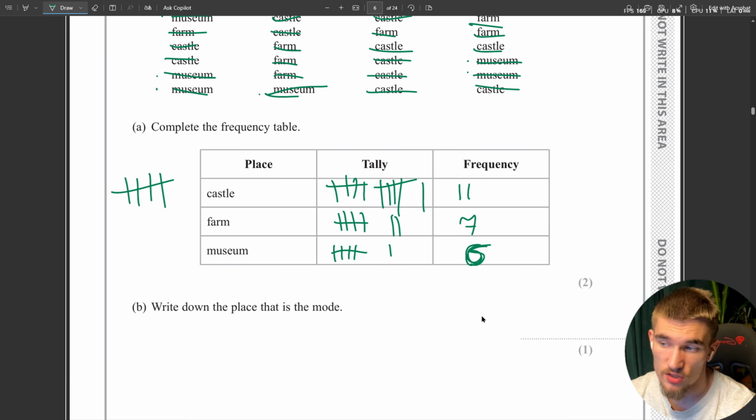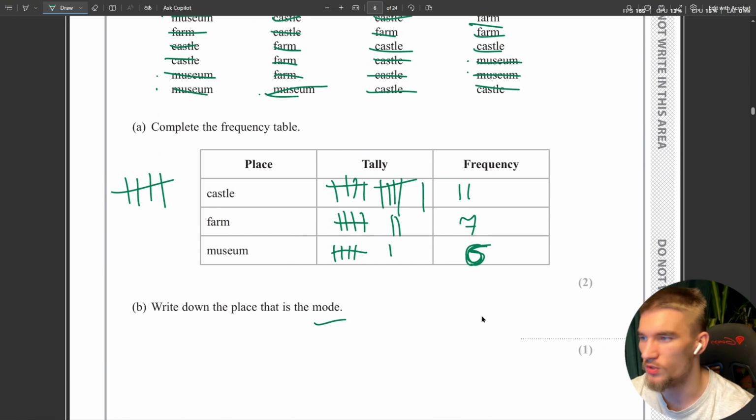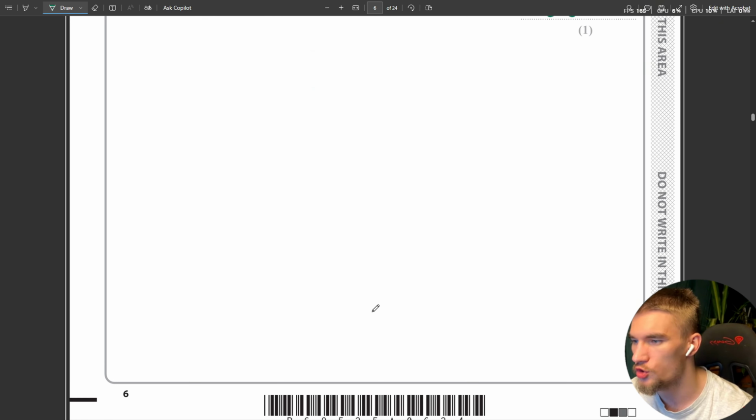So the mode is just the most popular one, the most common one. So obviously castle was the most popular because it had 11 frequency. So castle, thank you, goodbye.